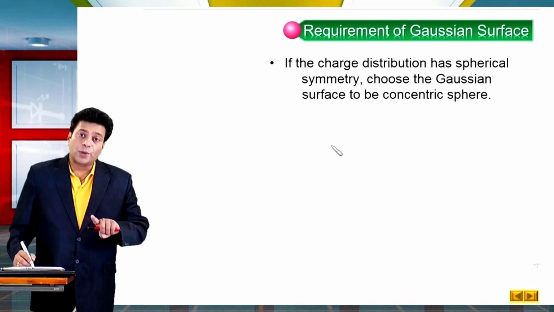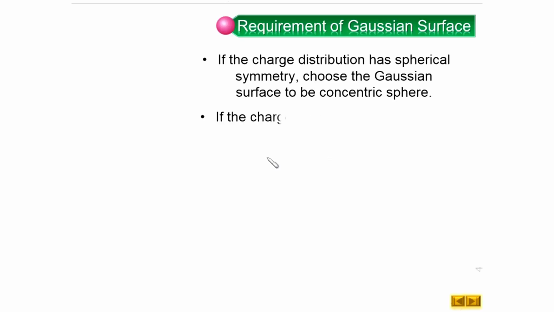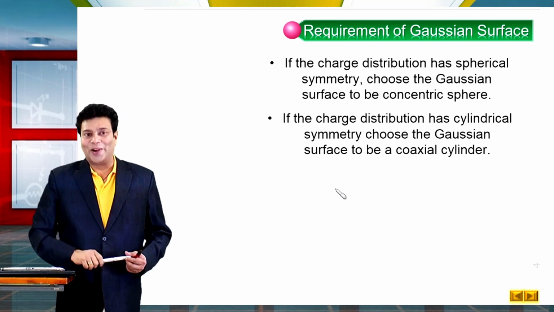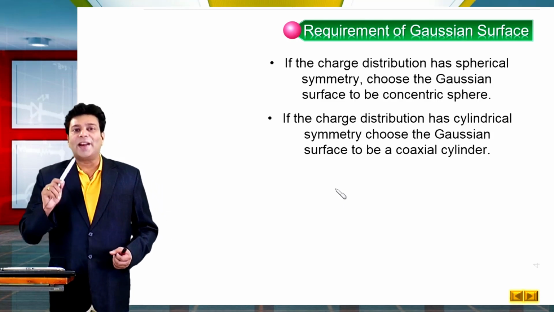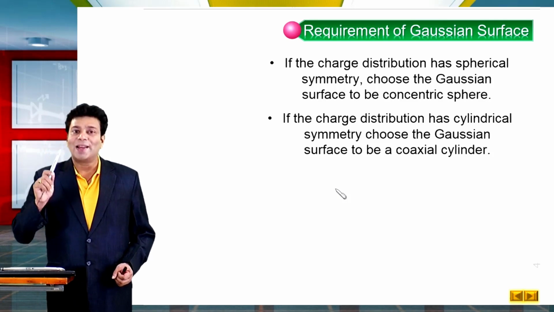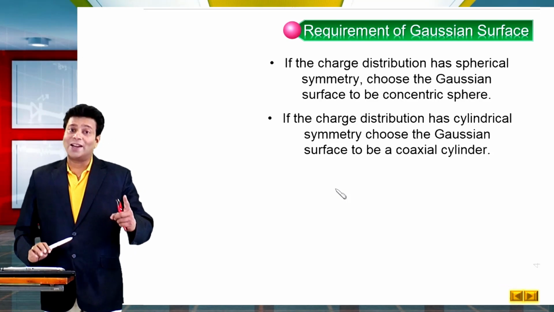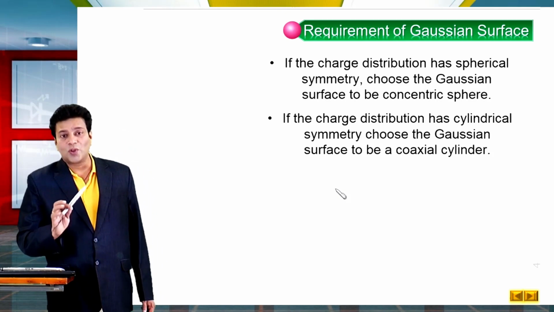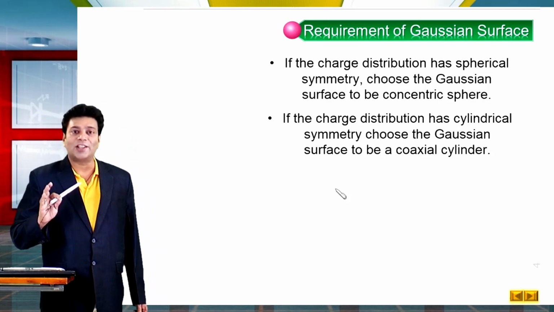Now if charge distribution has cylindrical symmetry, we choose the Gaussian surface as a coaxial cylinder. Cylindrical symmetry will occur in case of a line distribution of charge. If charge is distributed uniformly over the line, we can have cylindrical symmetry. Now one very important point. We can evaluate the integral in Gauss law only if the Gaussian surface and charge distribution have the symmetrical property. If charge distribution does not have sufficient symmetry, Gauss law is not useful for determining the electric field due to that charge distribution.